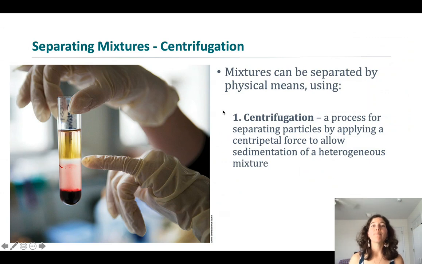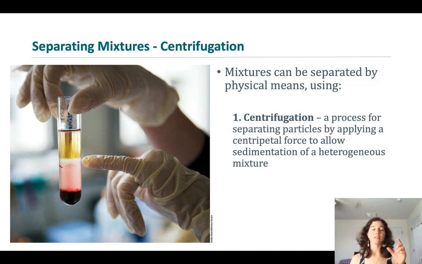So let's talk about a couple of methods where you can separate out mixtures. So these are physical means of separation. One of these is centrifugation. So if you want to take a mixture that's homogeneous and make it where you can see all the different components, you can often run it through centrifugation.